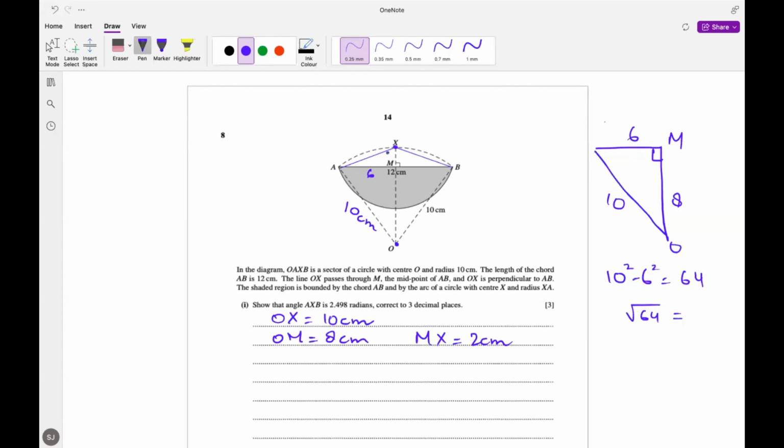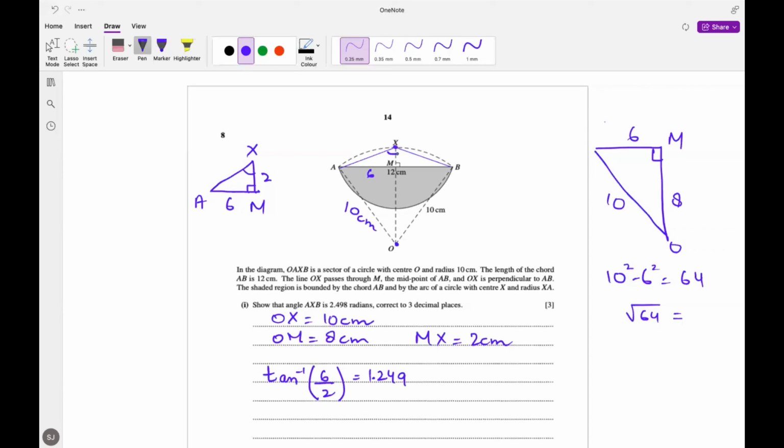To find this angle, what we'll do is we'll make the triangle. This is a right angle triangle, A, X, and M. Now, MX is 2 centimeters, AM is 6 centimeters. To find this angle, we can do tan inverse of 6 upon 2, opposite over adjacent. So tan inverse of 6 upon 2 will give us 1.249 radians.